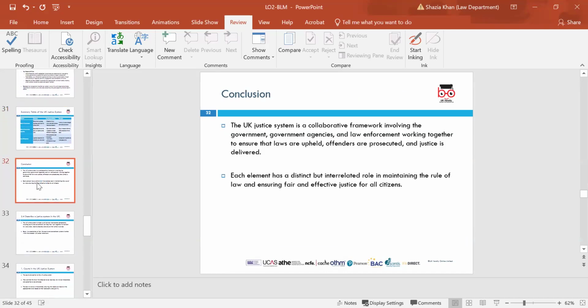In conclusion, the UK justice system is a collaborative framework involving the government agencies and the law enforcement working together to ensure laws are upheld and offenders are prosecuted and justice is delivered. Each element has a distinct but interrelated role in maintaining the rule of law and ensuring fairness, equality and effective justice for all citizens.